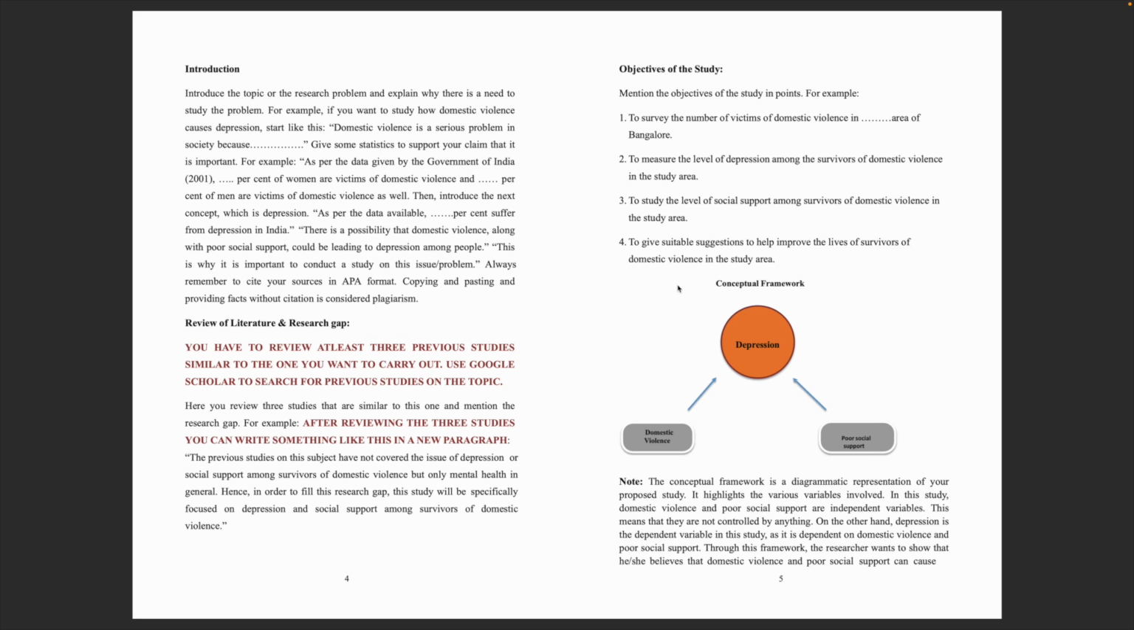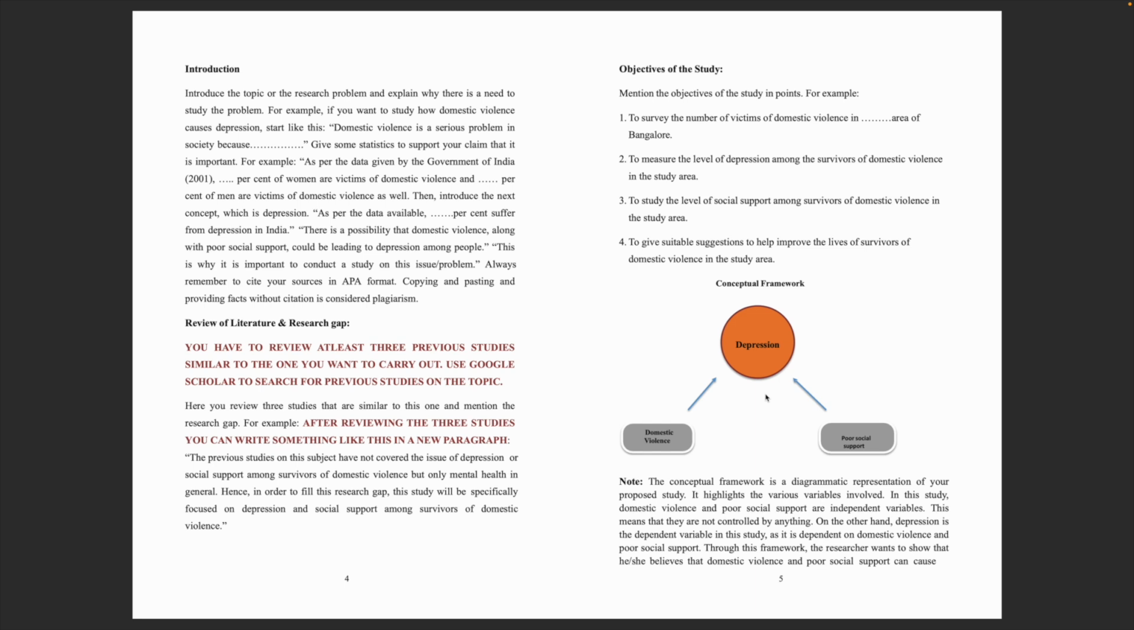So from the research gap, we have something called the objectives of the study. So the objectives of the study must be explained in points, and it should be easy to understand, like this over here. Once the objectives are defined, we move on to the conceptual framework. So what is the conceptual framework? The conceptual framework is a diagrammatic representation of the variables in the study.